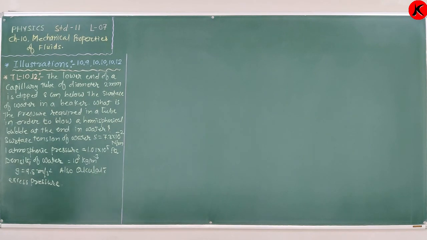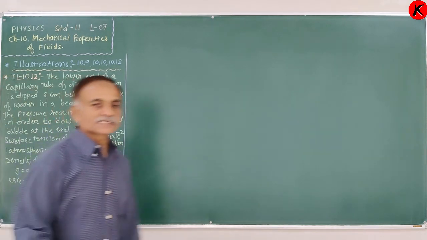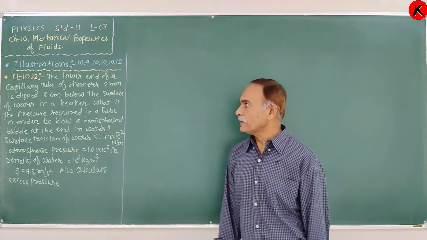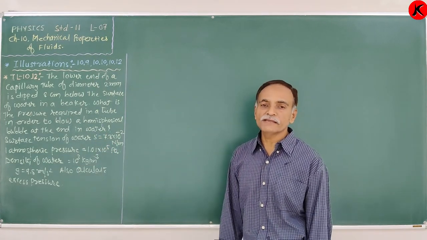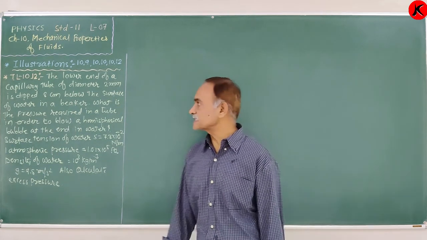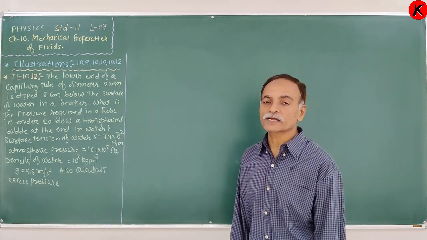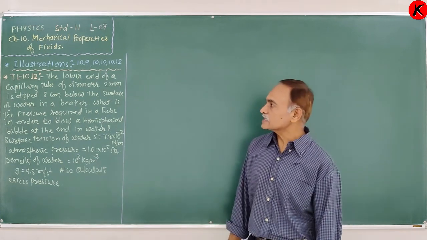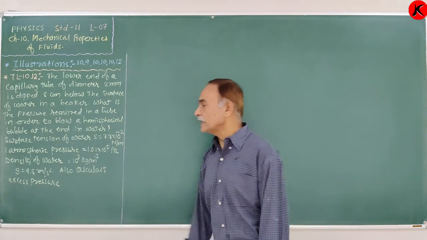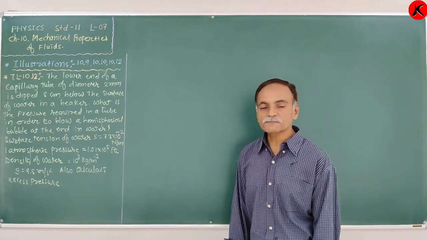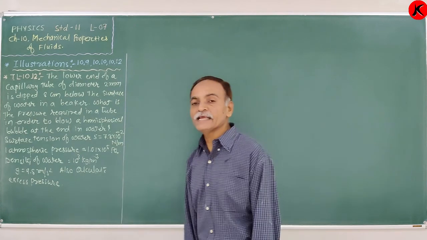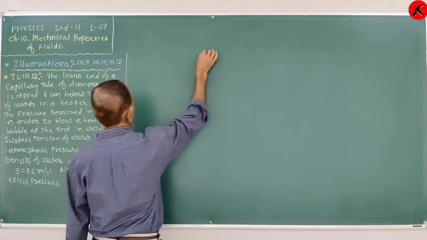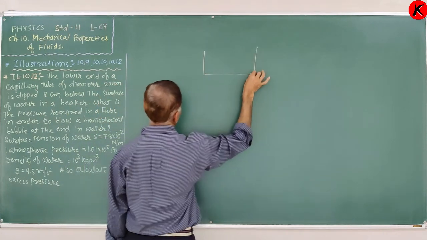Now the next numerical is 10.12, 10.11 is cancelled. Right? Now in 10.12, the lower end of a capillary tube of diameter 2 millimeter is dipped 8 centimeter below the surface of water in a beaker. What is the pressure required in a tube in order to blow a hemispherical bubble at the end in water? Now here what is the situation? Here in a beaker, one capillary is placed vertical.